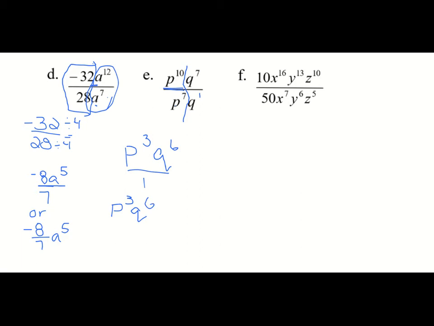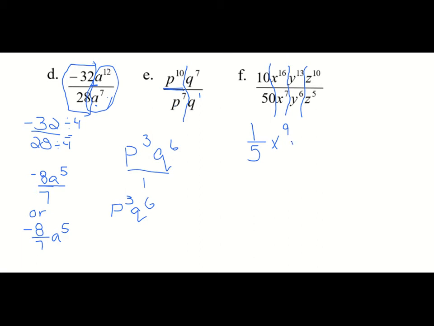Now for F, again, divide it up into parts. So we have the 10/50ths, which I can simplify. Then we have our powers with X for the base, Y with the base, and then Z with the base. So 10/50ths, if I divide them both by 10, becomes 1/5. So when I simplify that, and then x to the 16th divided by x to the 7th. Remember, we're going to subtract 16 minus 7. So we're going to end up with x to the 9th power.